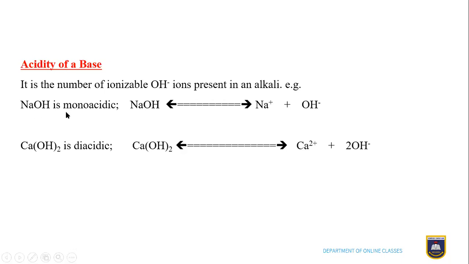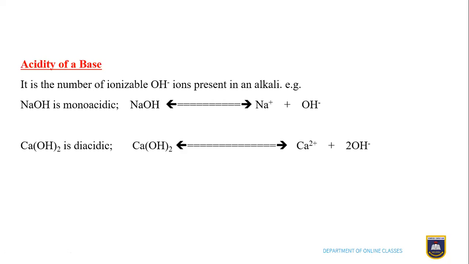So sodium hydroxide is monoacidic. Explain or define the term monoacidic base and give examples. What is a monoacidic base? A monoacidic base is a base that has only one ionizable OH minus in it. Examples: sodium hydroxide, potassium hydroxide, lithium hydroxide. Calcium hydroxide is not.